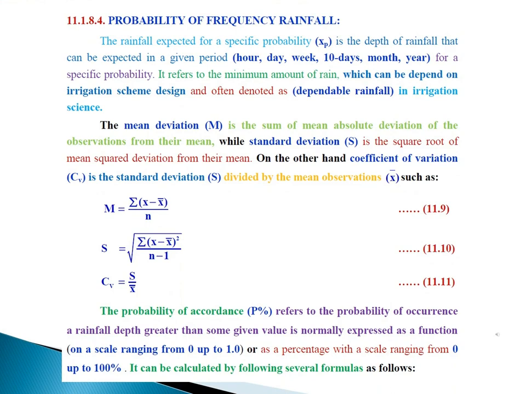Probability of frequency rainfall. The rainfall expected for a specific probability is the depth of rainfall that can be expected in a given period, hour, day, week, month, or year, for a specific probability. It refers to the minimum amount of rain, which can be depended on for irrigation scheme design and is often denoted as dependable rainfall in irrigation science. Look, my dear, the mean deviation, the standard deviation, and the coefficient of variation are calculated as shown in the enclosed equation.